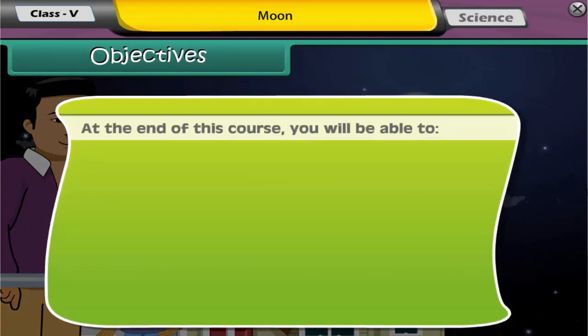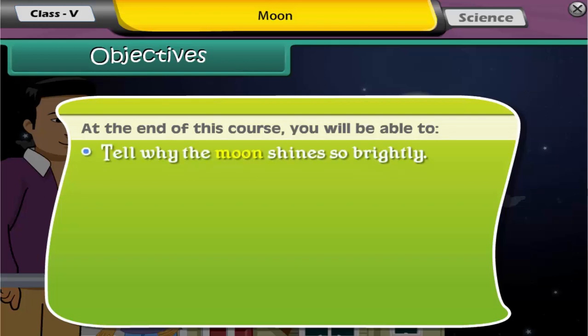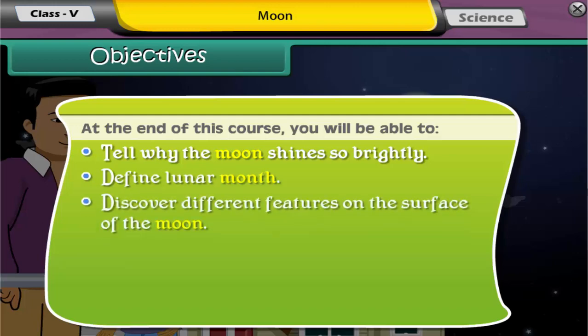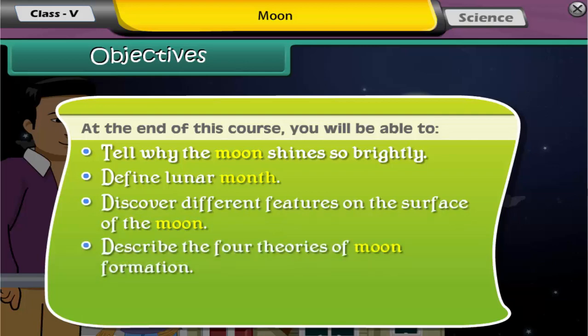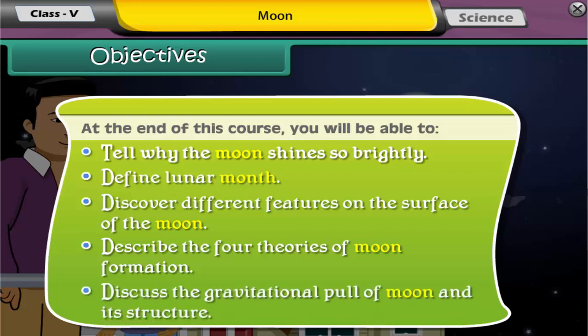At the end of this course, you'll be able to tell why the moon shines so brightly, define lunar month, discover different features on the surface of the moon, describe the 4 theories of moon formation, discuss the gravitational pull of the moon and its structure.